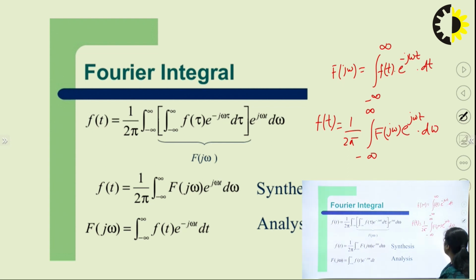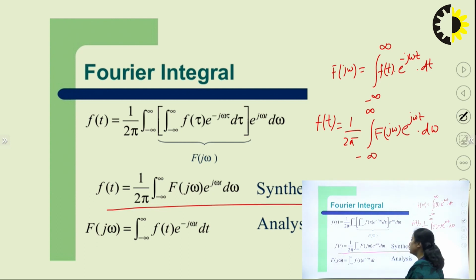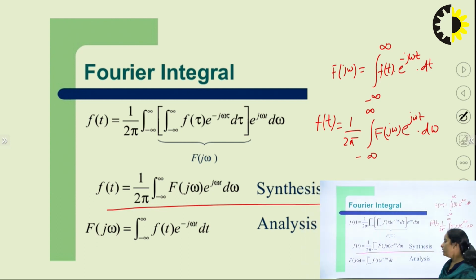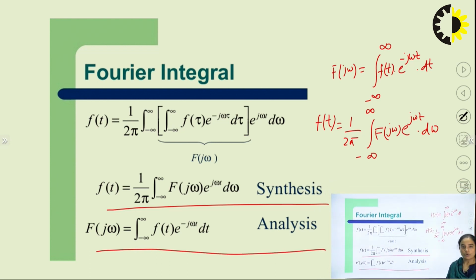Here the function will be given, the Fourier transform will be there in the frequency domain, and by using the Fourier integral we can convert that into the time domain as well. This is the formula that we use in network synthesis. The Fourier transform we will use in the analysis of the given network. The Fourier integral will be used for designing any network or system, and the Fourier transform will be used for the analysis purpose. So this is the Fourier transform and this is the Fourier integral.